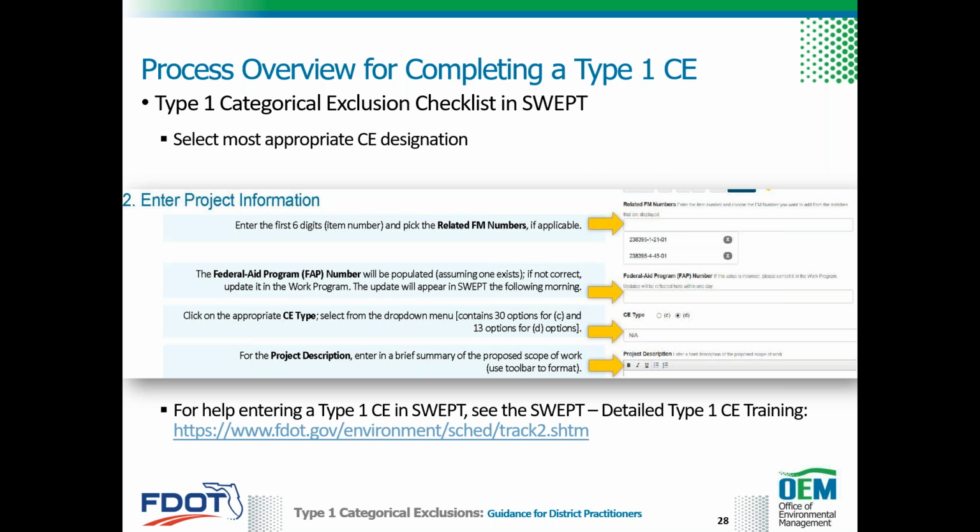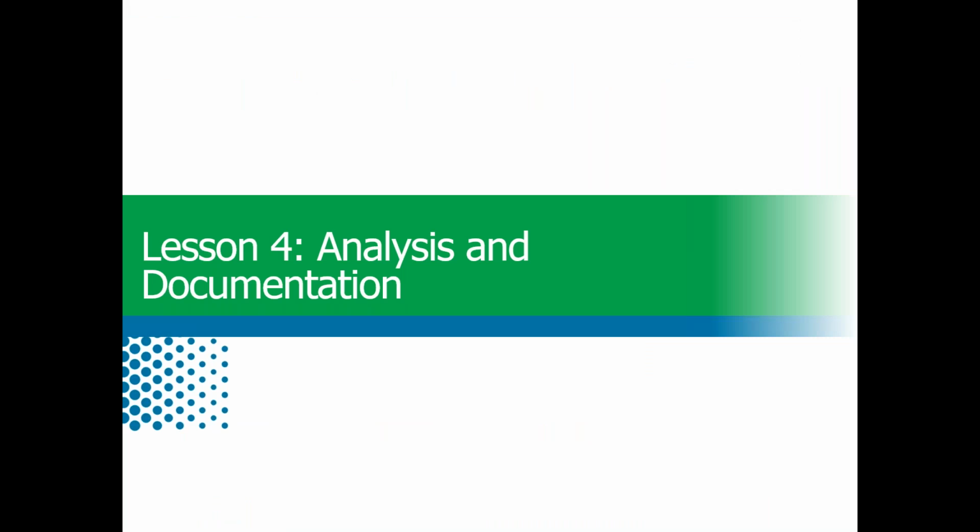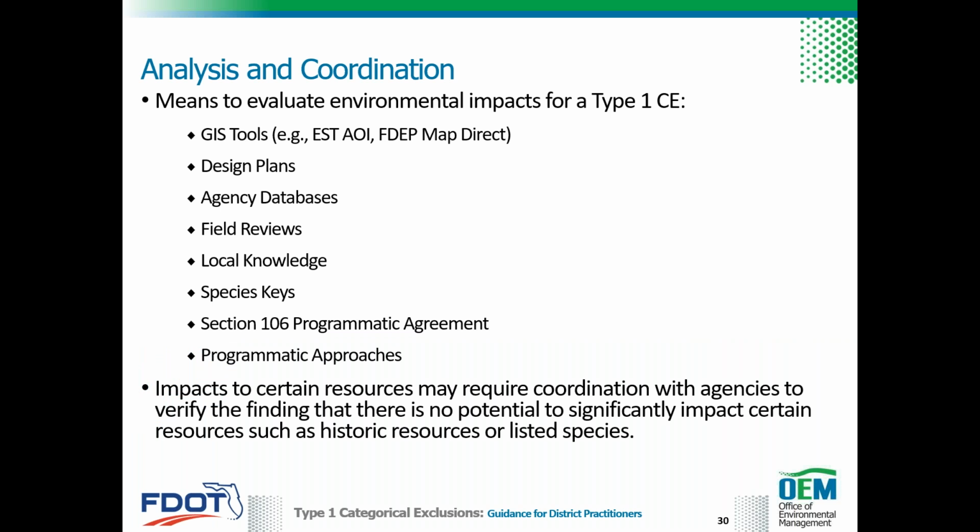Now, this image displays the initial information that's entered into SWEPT to start the Type 1 CE checklist. Note that when entering project information for projects that may fall under two or more actions, you're going to need to identify the CE designation that is the most appropriate. Detailed SWEPT training materials are available on OEM's Training Track 2 website to provide guidance on creating and approving the checklist. In Lesson 4, we'll get into the details of analysis and documentation.